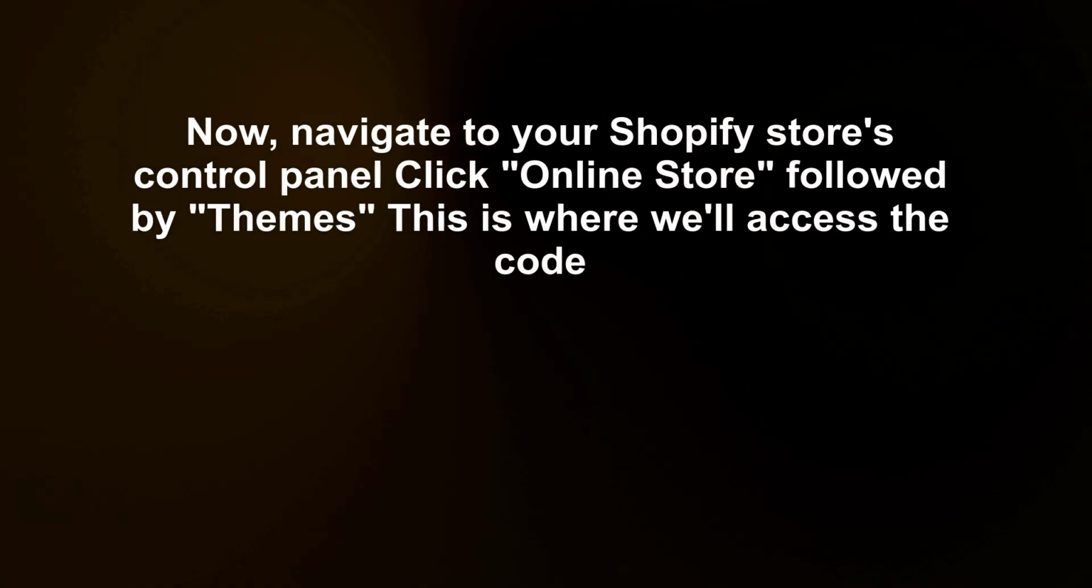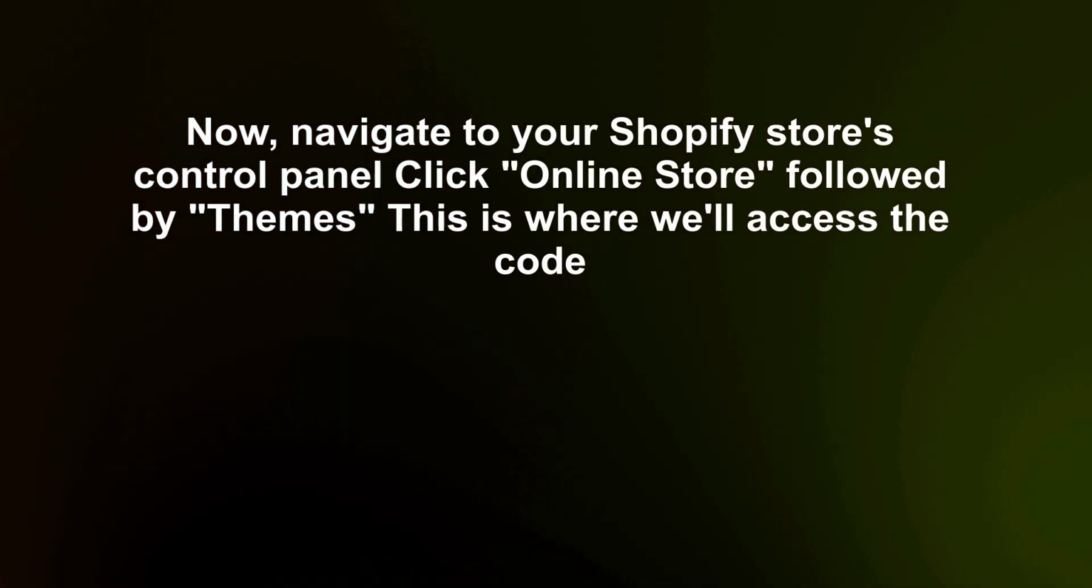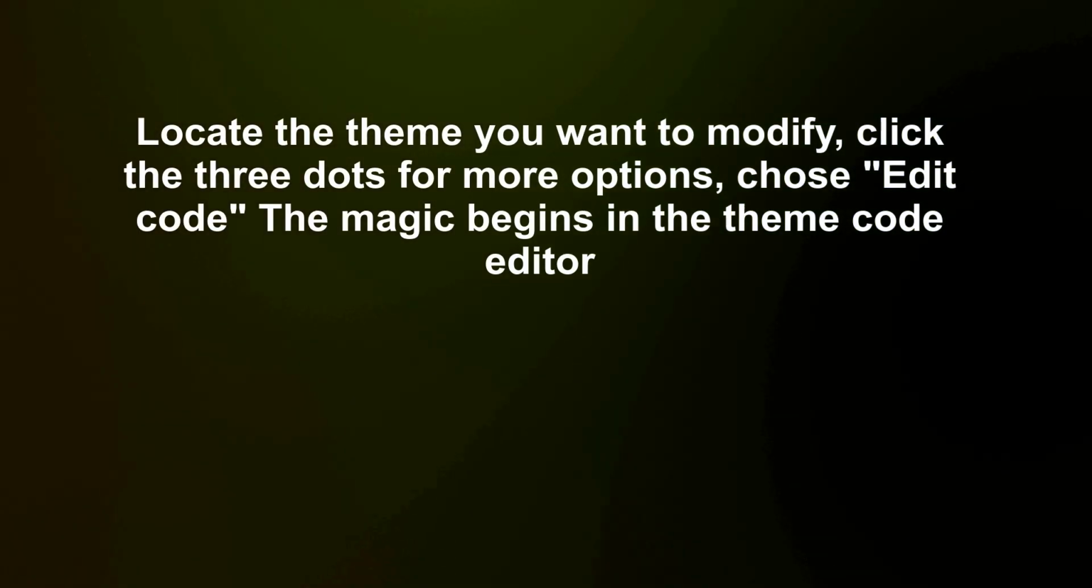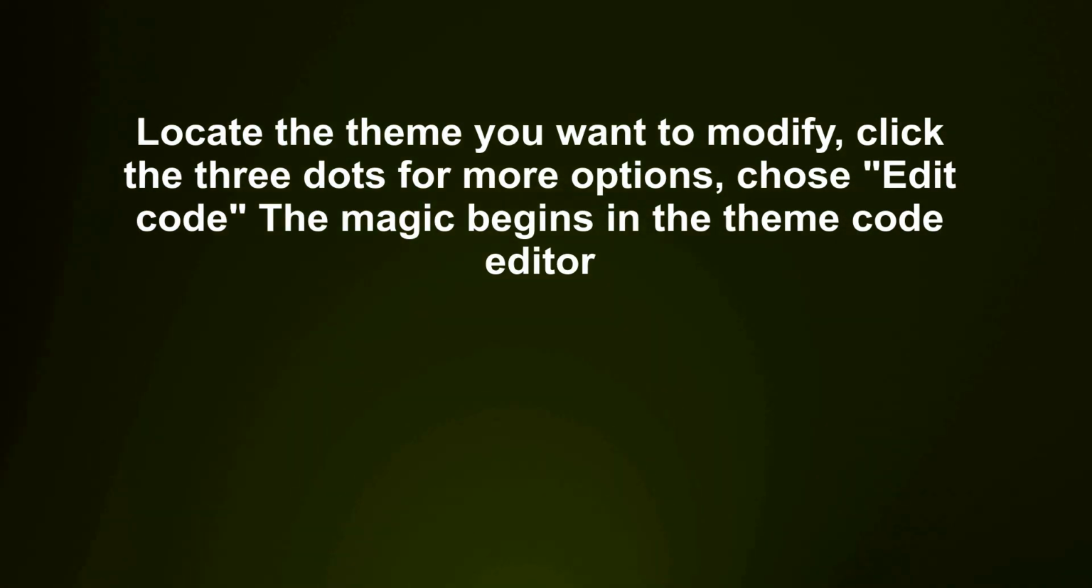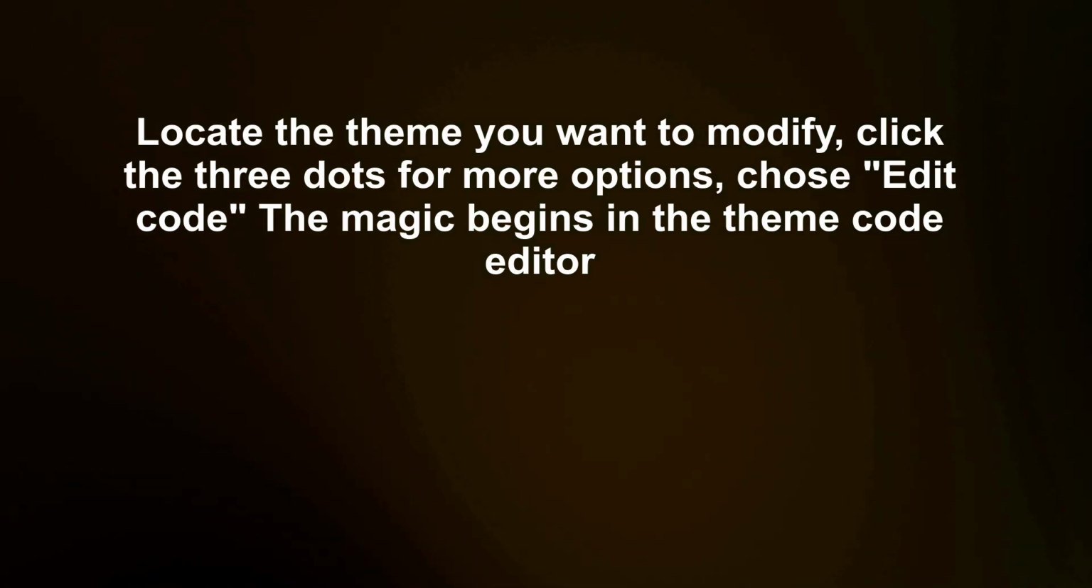Click Online Store followed by Themes. This is where we'll access the code. Locate the theme you want to modify. Click the three dots for more options. Choose Edit Code. The magic begins in the Theme Code Editor.